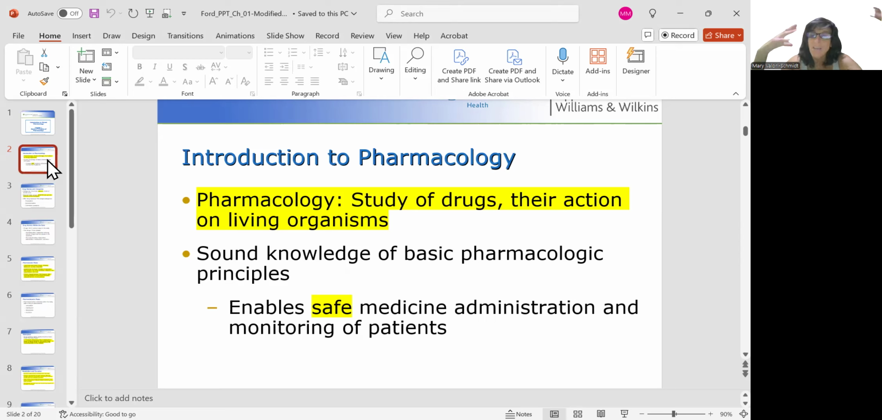And we need to be safe when we're administering medication. And we as nurses, we're the last safety net between the patient and the grave. So we're the ones administering the meds. We have to be sure that the order is right because people make mistakes.